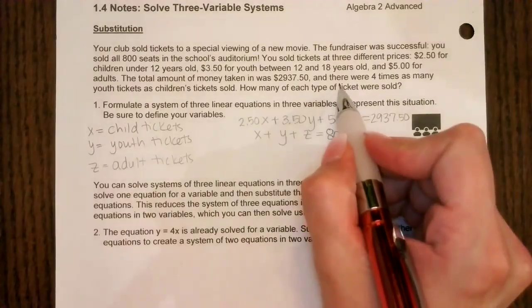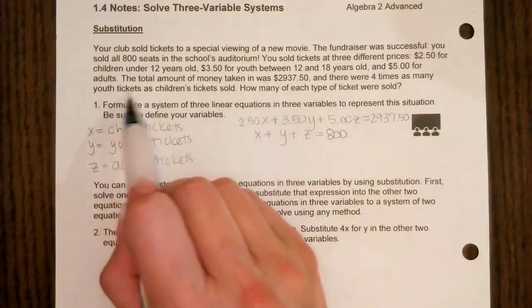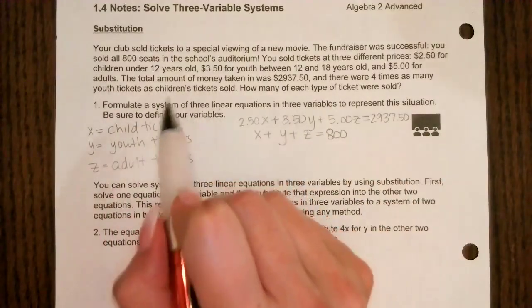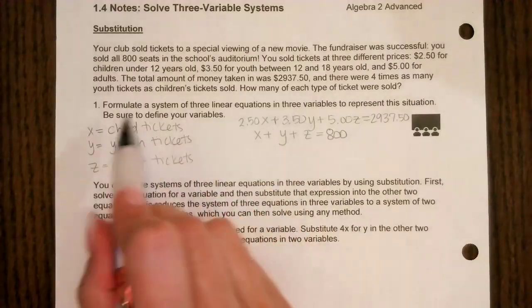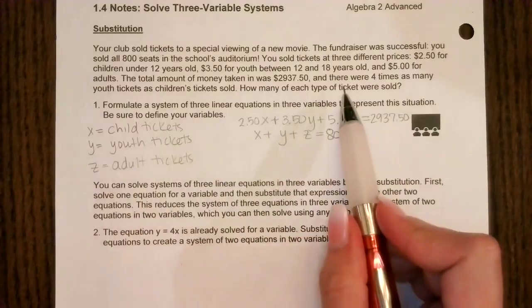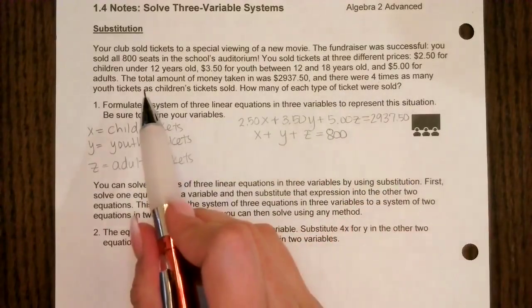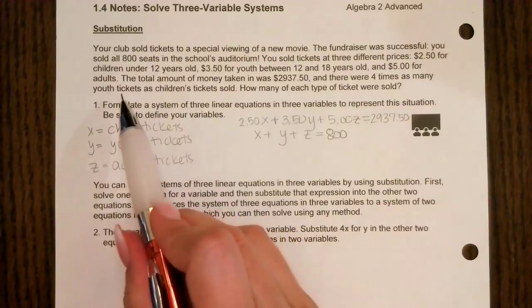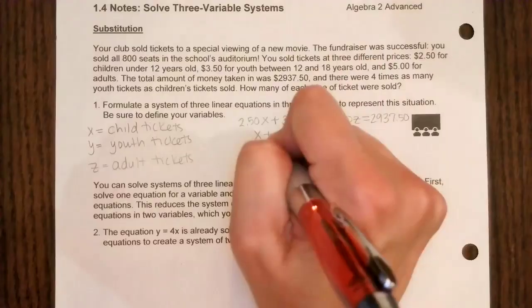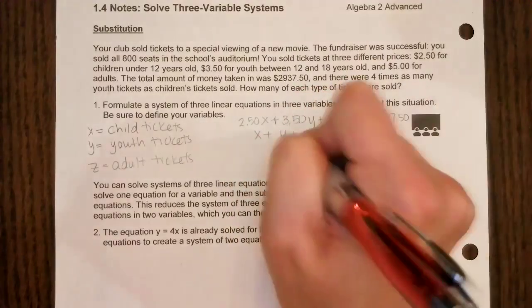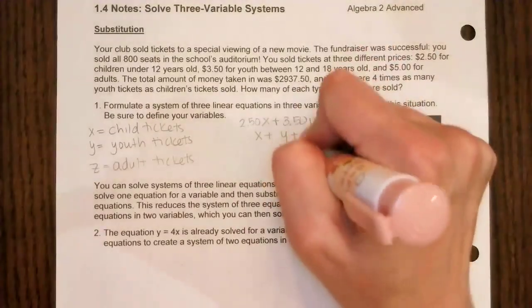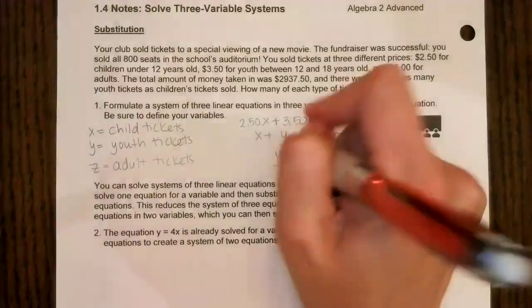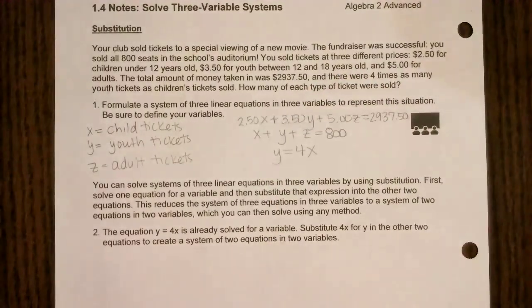So we look at this last part where it says there were 4 times as many youth tickets as children's tickets sold. That's a confusing line for students to change into an equation. That's where defining your variables really comes into play. So we think about this. If there were 4 times as many youth tickets as children tickets, that means there were more youth than child. And so my youth tickets has to be equal to 4 times my child tickets. Whoops. That's an X. So there we go. Y equals 4X. So now we've written our 3 equations.